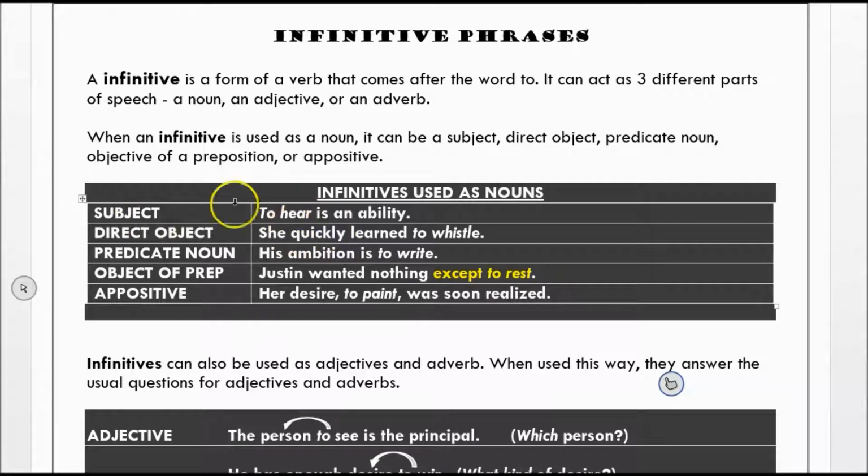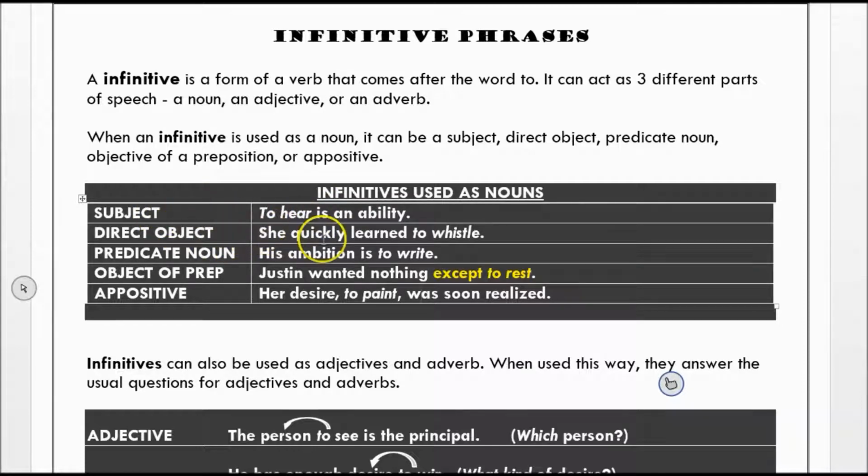So, an infinitive as a subject, here's an example. To hear is an ability. So your infinitive is to hear, to plus a verb, okay? It is acting as the subject in the sentence. It is what is.